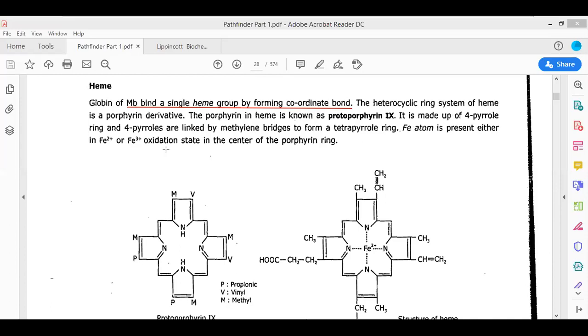Okay, so it is made up of 4 pyrrole rings, and these are the 4 pyrrole rings which are present. First, second, third, and fourth, 4 pyrrole rings which are present.